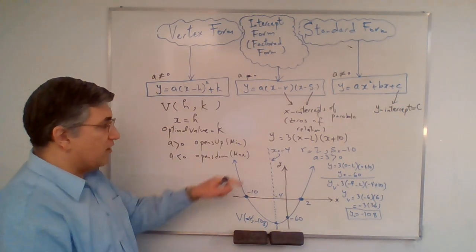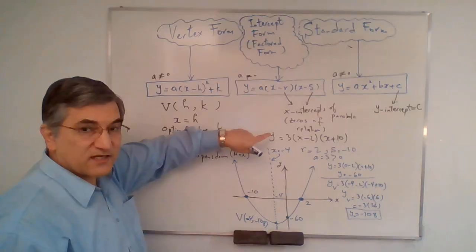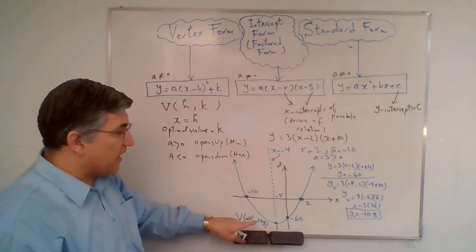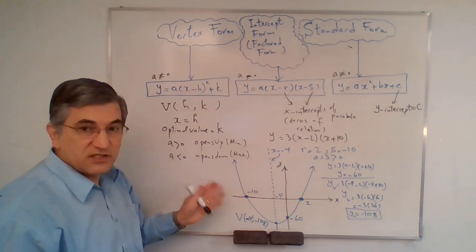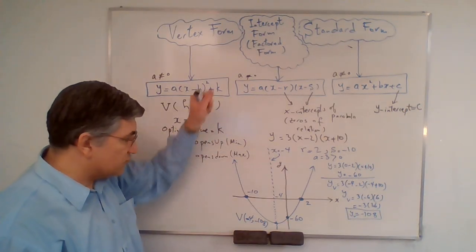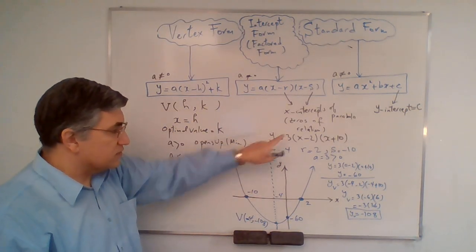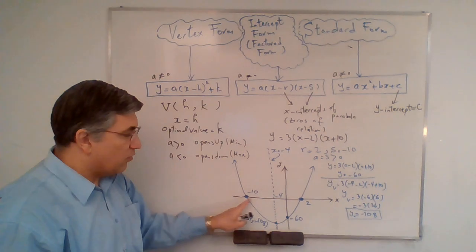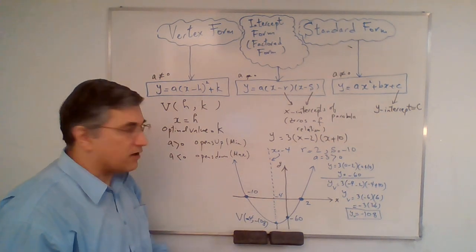So the equation of the parabola was given in factored form or intercept form, but I could calculate everything else I needed, including the coordinates of the vertex and the equation of the axis of symmetry, and from the equation, I could easily tell what the x-intercepts of the parabola are.